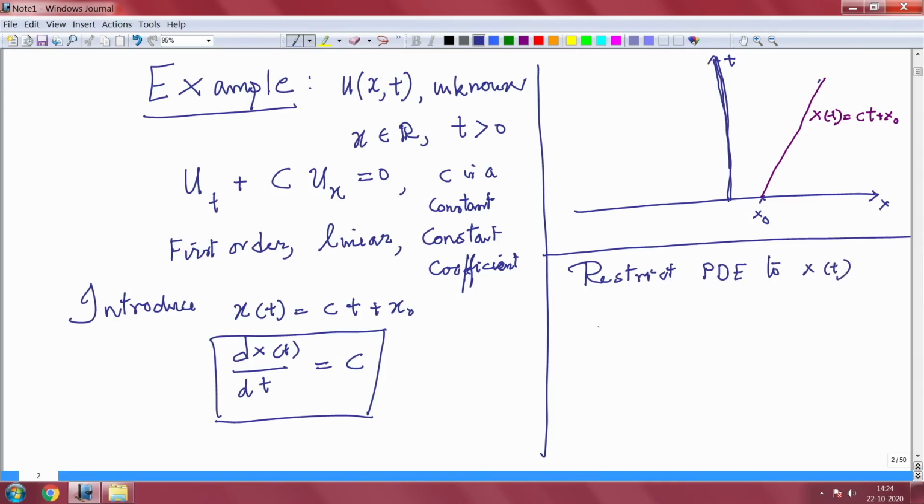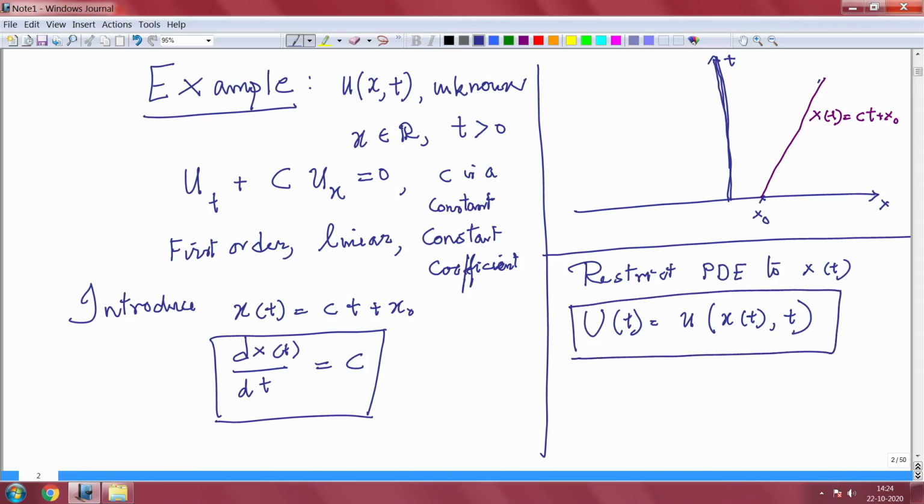That means I will introduce a function of t, u(t) equal to u of (x(t), t). So I restricted to the line; this is a one variable function, a function u defined on the line. Once you fix x naught, it is a one variable parameterized curve. So I want to understand the derivative of u.